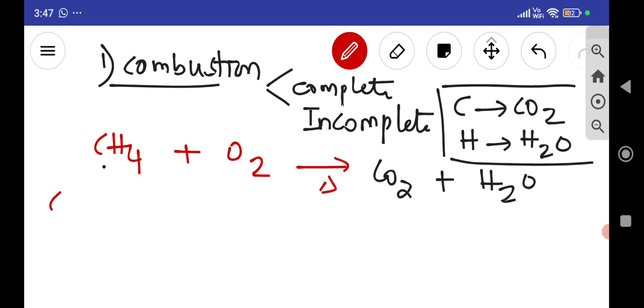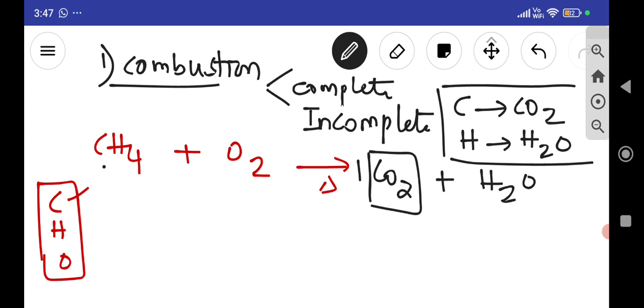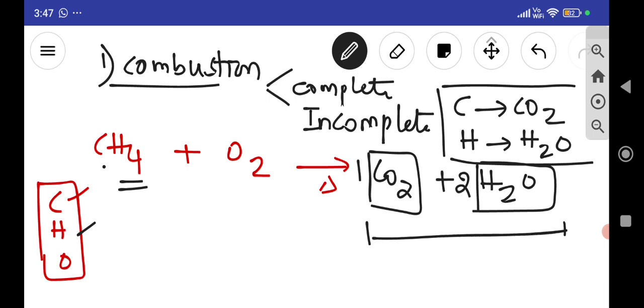To balance this, you always have to follow the order of carbon, hydrogen and oxygen. First see how many atoms of carbon: 1. So the coefficient is 1, write 1 here on the carbon dioxide. Second, hydrogen: we have 4, so to balance this, write coefficient 2 here. Then finally count the oxygens. The oxygens are 2 plus 2, nothing but 4. So here the coefficient will be written as 2. This is known as the complete balanced equation.